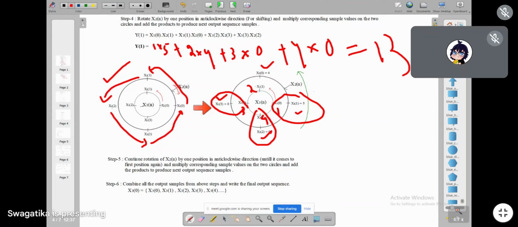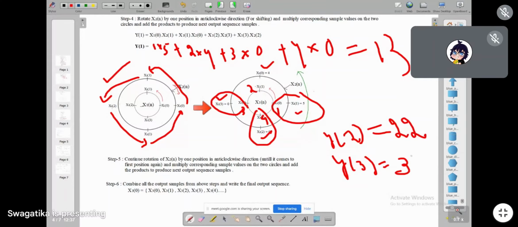Wait, let me write. Y2, the second sample, will be 22. Then y3 is 31. Okay. Then what sample will come? Y4 is 24, ma'am, the same as before. Right. Ma'am, y0, y1, y2, very good, y3, very good. There will be only 4 samples.